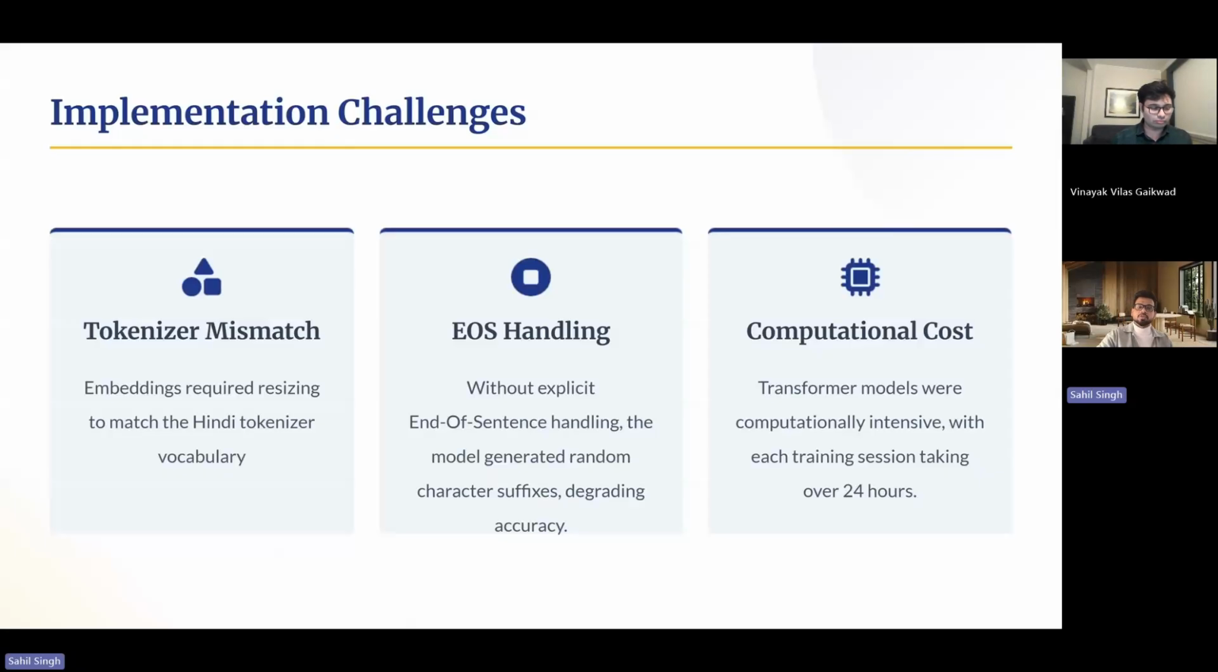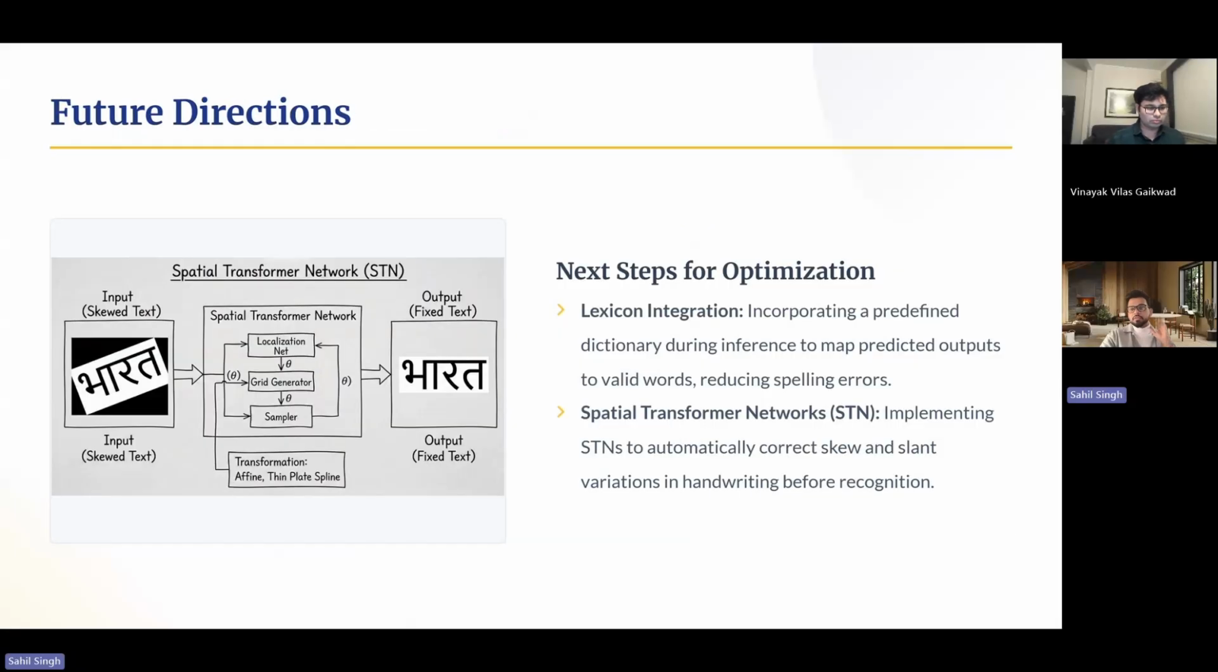The computational cost was also quite high, and every iteration and improvement over the model took more than 24 hours for us to test the results, limiting the number of permutations we could try. Future directions: we would like to try a lexicon-based approach and also a spatial transformer network to handle skewness and other variations in the Hindi text.